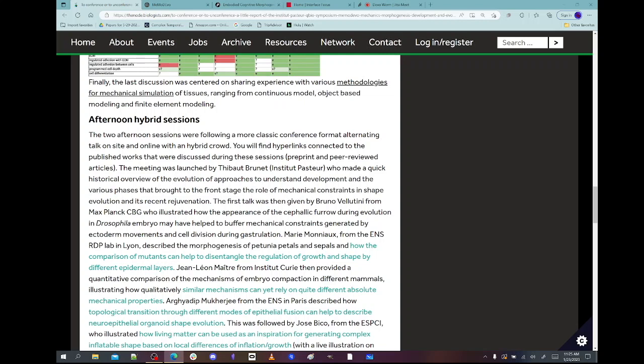Then there were a number of talks on the cephalic furrow in Drosophila embryos. So the cephalic furrow is this structure that moves across the embryo and starts to give it some sort of shape, starts to allow for folding and other types of morphological transformations. And so understanding that as maybe just a mechanical phenomenon, or understanding that as something that interacts with gene expression and is caused by some sort of developmental program, is what they were getting at in some of these talks. But we also had talks on plants.